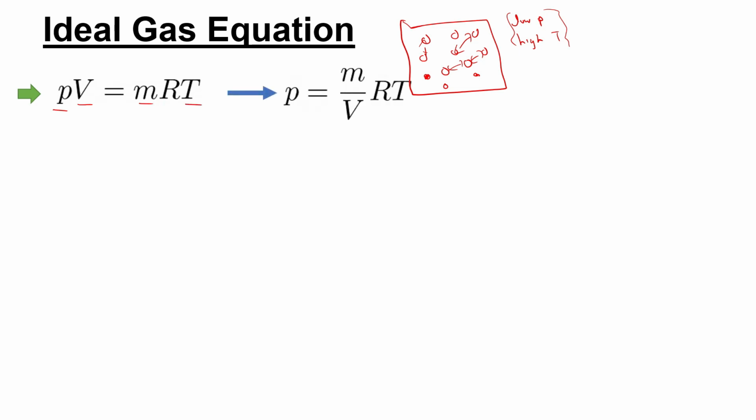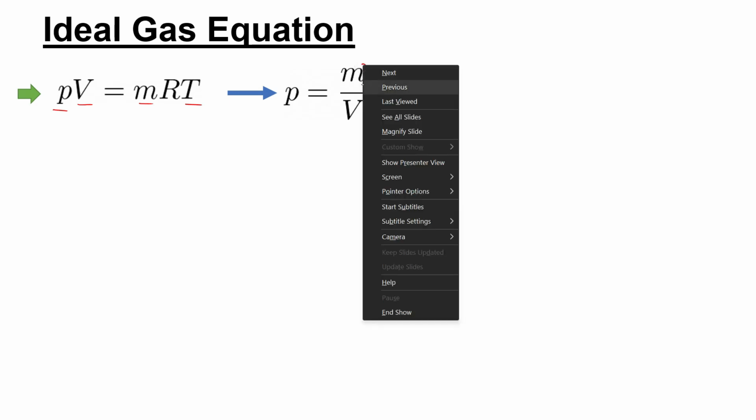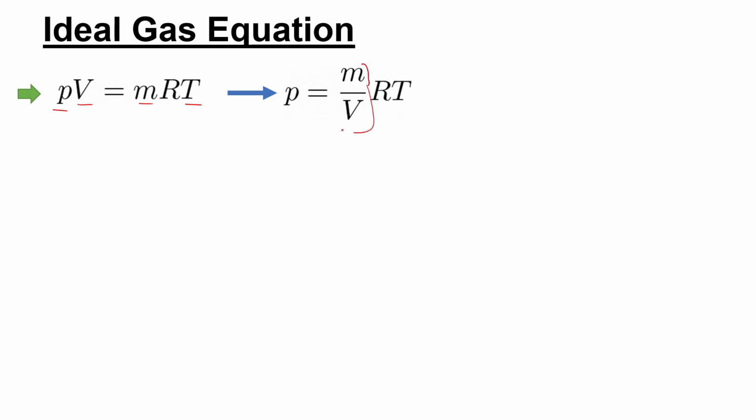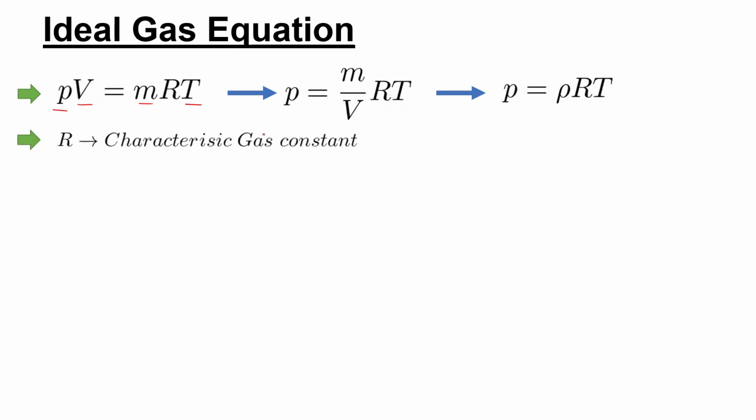This is another way of writing the ideal gas equation. That is, P is equal to m by V into RT. You know that mass by volume is density, so P is equal to rho RT, where rho is the density. Pressure P is equal to rho RT, and this R is the characteristic gas constant.